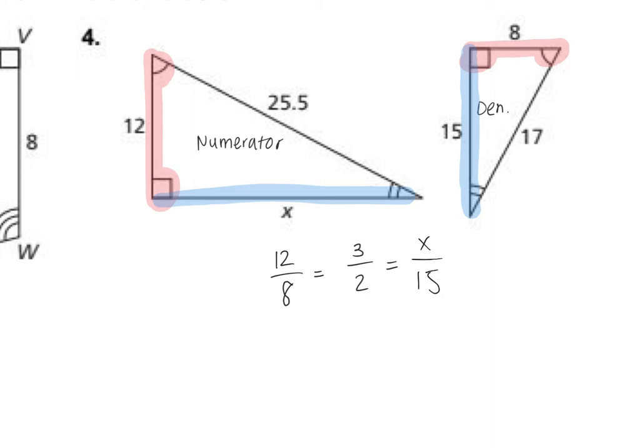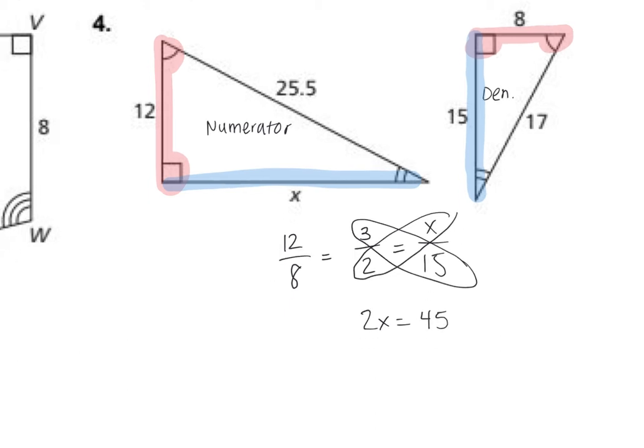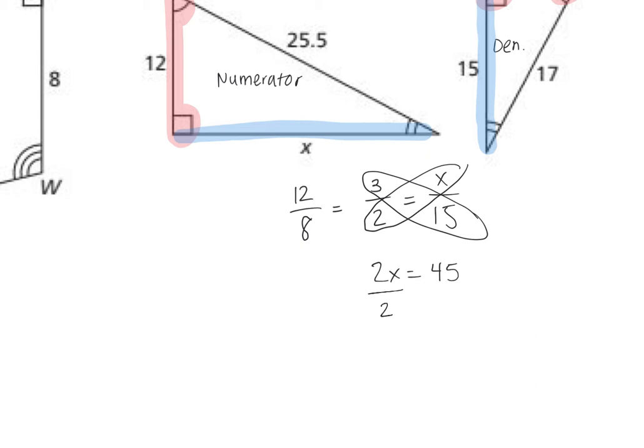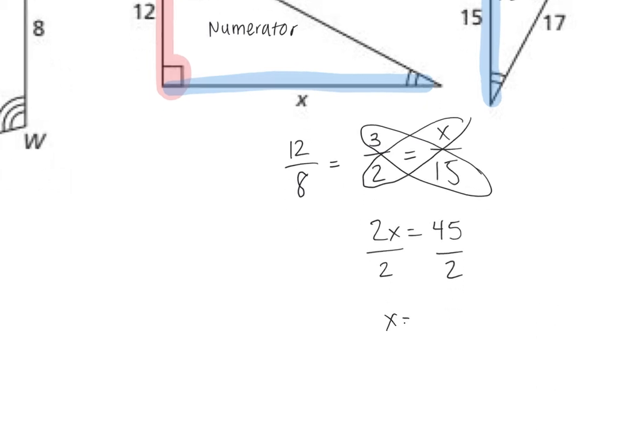What do we do next? Cross multiply. So we multiply the 2 and the x and the 3 and the 15. We get 2x equals 45. And then what do I do? Divide by 2. And I get x equals 45 over 2, which is 22.5. Or you could just leave it as 45 over 2. Either one is fine. But keep in mind, if this is one of those problems where it's going to ask you for perimeter, you want to put it as a mixed number because it'll be easier when you add them all together. Okay?